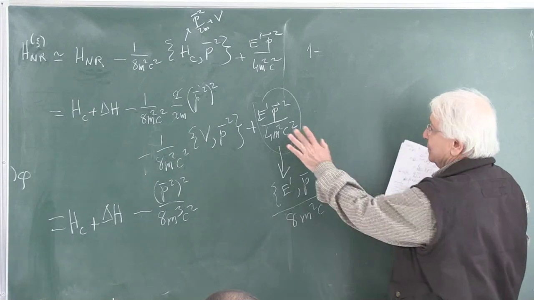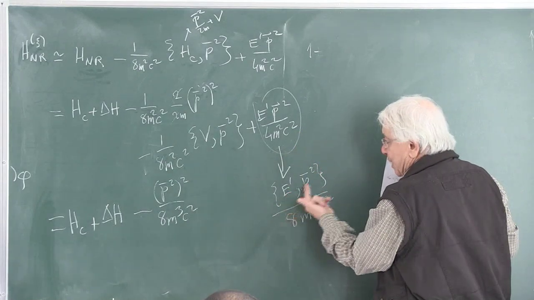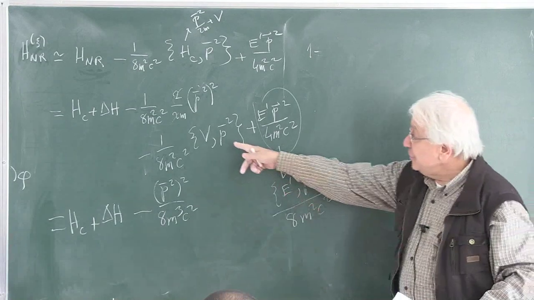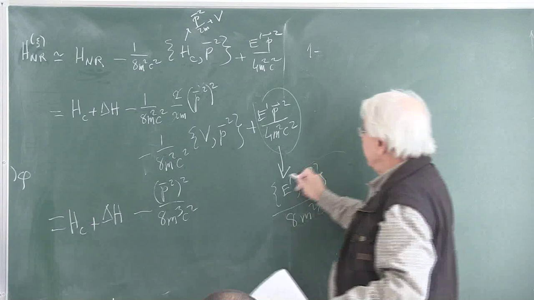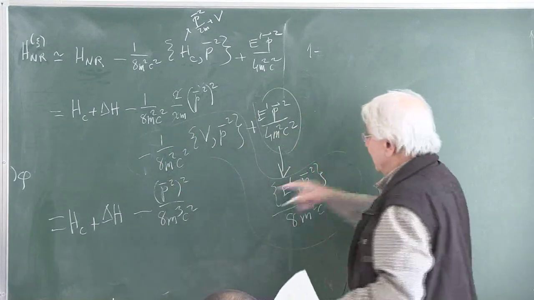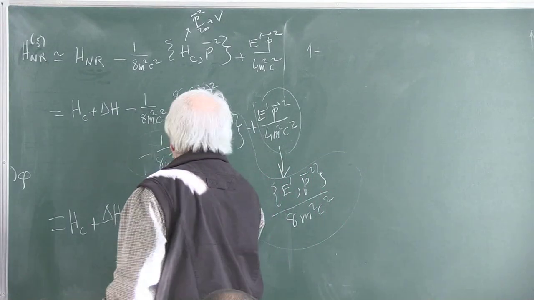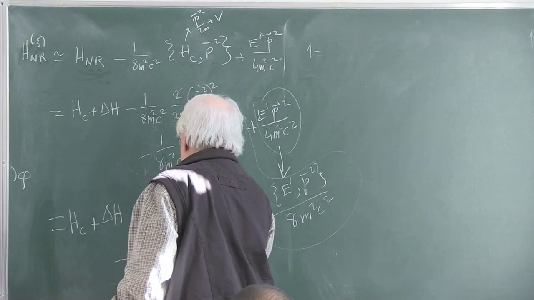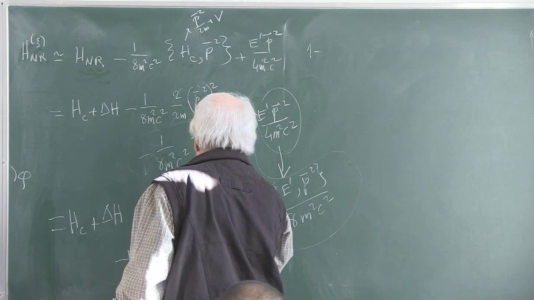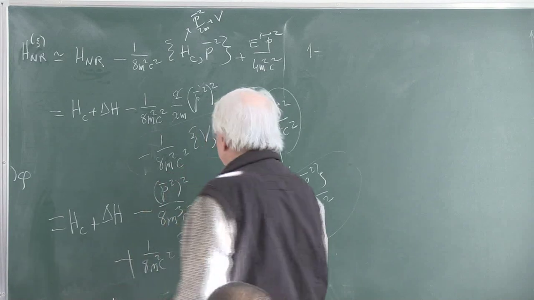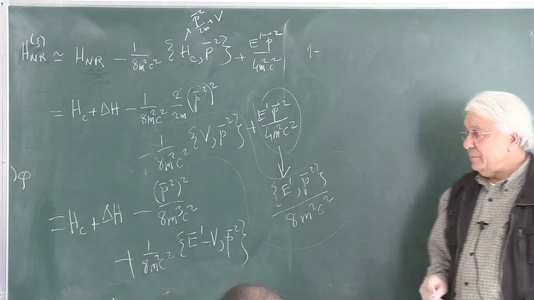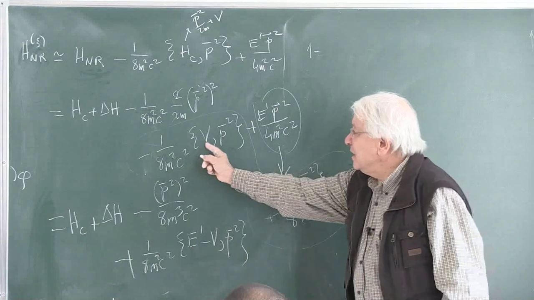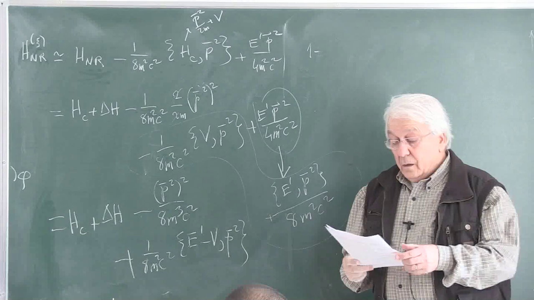I hope you appreciate this. What is this equal to? This is equal to 2 E prime p squared, because this is a number. That 2 cancels, 8 converts it into that. But I have written it in this fashion so that I can combine these two terms together. Let me do it. Plus 1 over 8 m squared c squared, E prime minus V, p squared. You see the reason why I have done it that way. E prime has a plus sign in here, and there's a minus sign in here, E prime minus V. Very good.